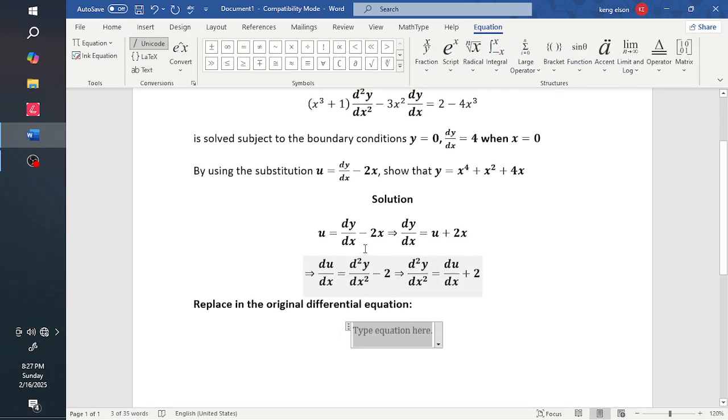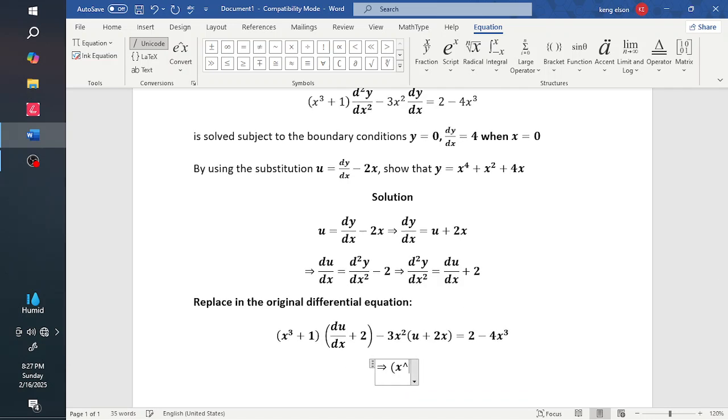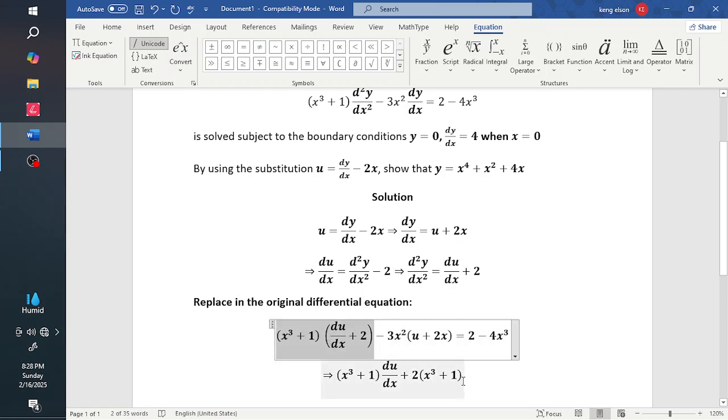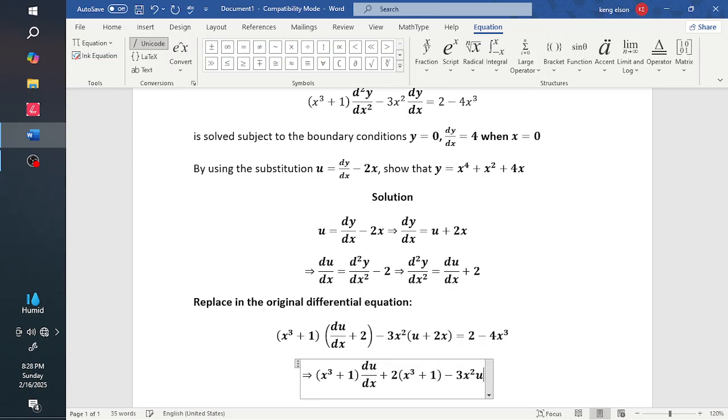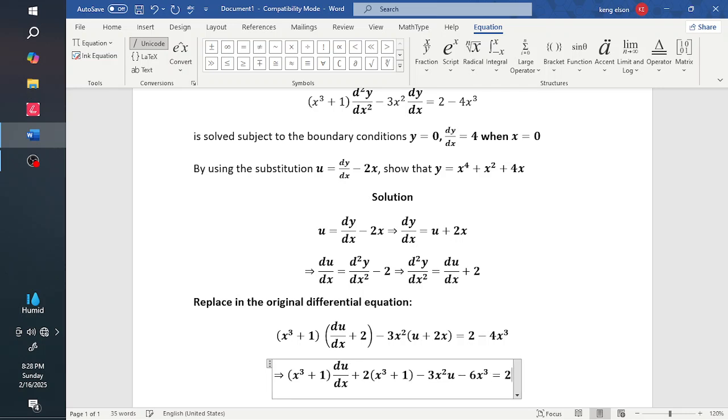When I replace, in the original differential equation we are going to have x cubed plus 1 times d squared y by dx squared, which is du on dx plus 2, minus 3x squared times, in the place of dy dx we replace it with u plus 2x. Then we equate everything to 2 minus 4x cubed. Now let us expand and see what we have. We have x cubed plus 1 times du by dx plus 2 times x cubed plus 1. I'm done with expanding the first part. Now let us expand the other part. We have minus 3x squared times u, then minus 6x cubed. We are done expanding the second term. Now we equate everything to 2 minus 4x cubed.